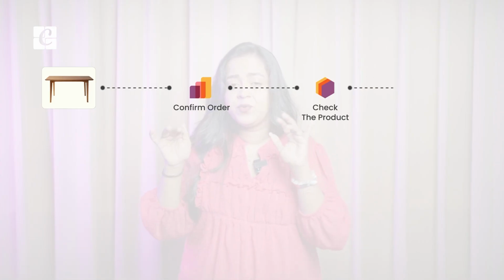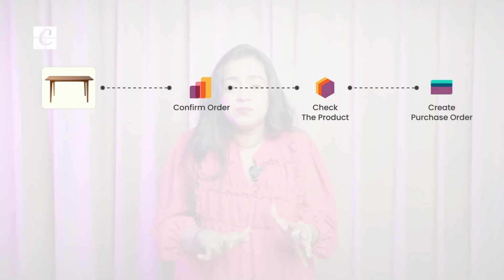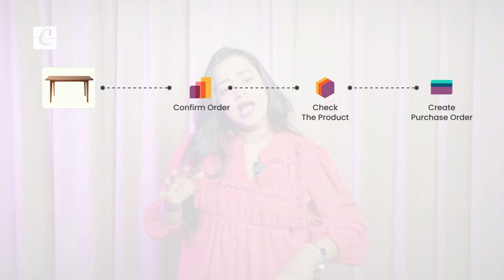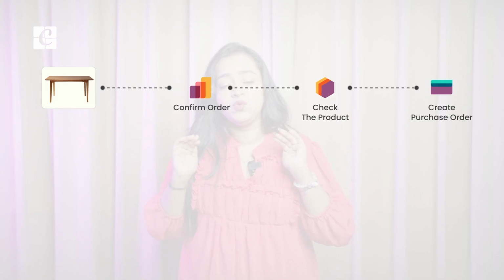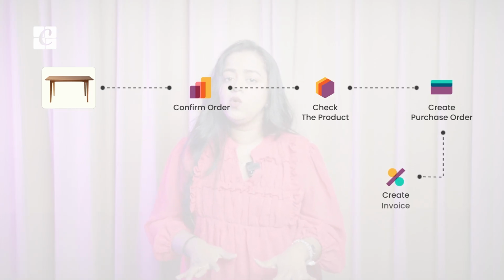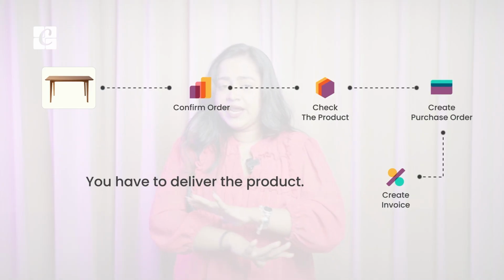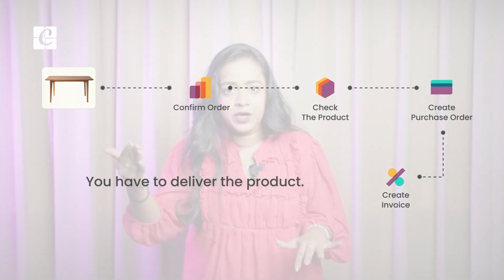And finally, if the product is not available, you will have to create a purchase order for that particular product. So there the purchase module is involved. And once everything is done, you have to create an invoice for this. Okay, so the accounting is involved there. So you have to create an invoice, and after everything is sorted, you have to deliver the product. So a lot of steps are coming in between.